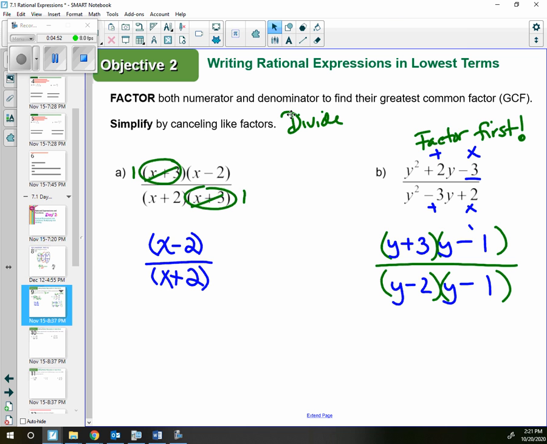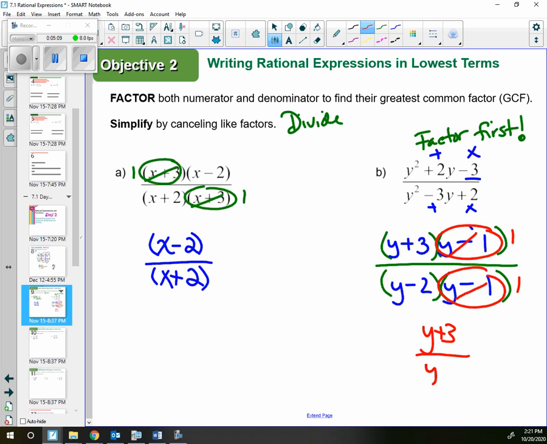All right, so now, are there any common factors? Sometimes you factor like this, and there's nothing you can divide out. But in this case, I notice a common factor of y minus 1. There's one in the top and one in the bottom. So when I divide them out, it divides to 1. Same thing divided by itself. That's a factor of 1. So all you have left then is y plus 3 over y minus 2.